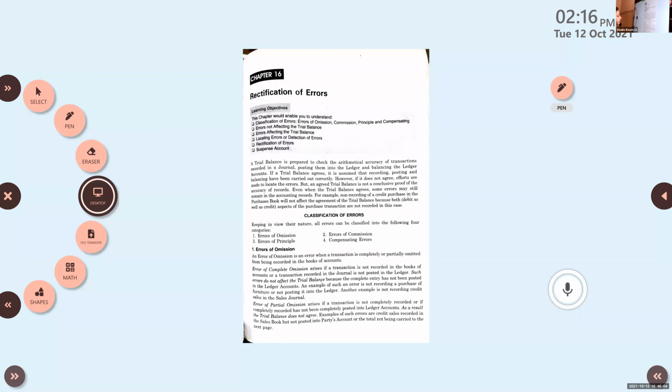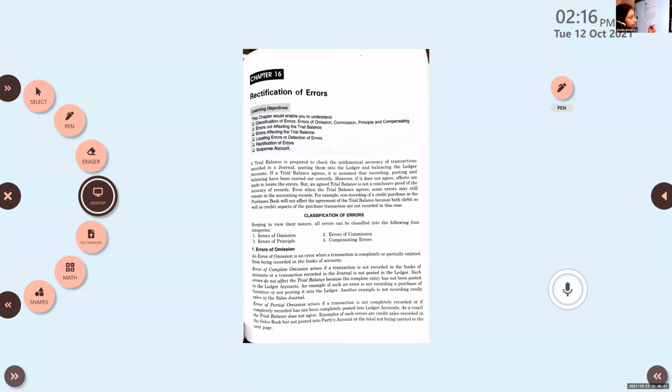For example, non-recording of a credit purchase in the purchase book. Suppose there was a credit purchase transaction. You forgot to record it. The trial balance will agree. Will that affect the preparation of the trial balance? You will get both the columns tallied. So, there could be such errors also.